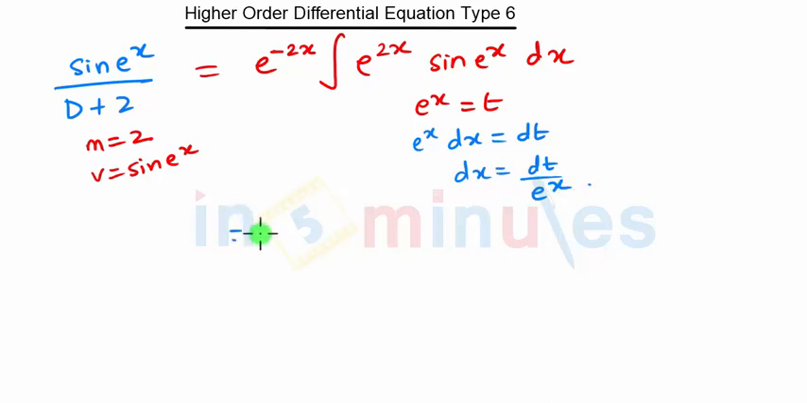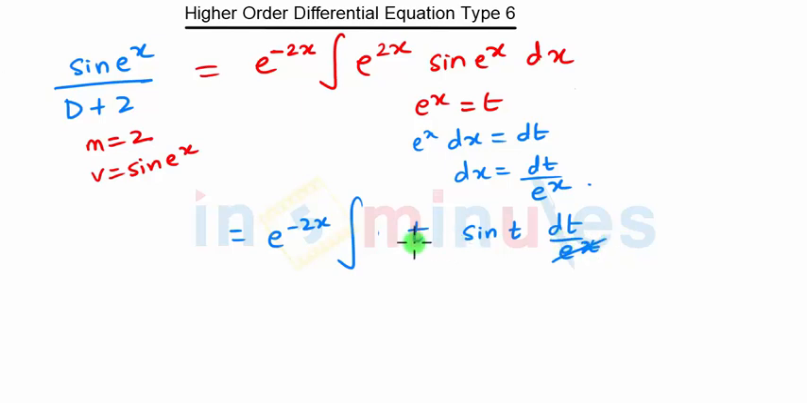So we can substitute these two terms, we will get e^(-2x). e^(2x) will remain as it is. sin e^x is nothing but sin t. dx is dt by e^x. One e^x from here will get cancelled with this, and e^x can now be represented as t. So it is nothing but t sin t dt.